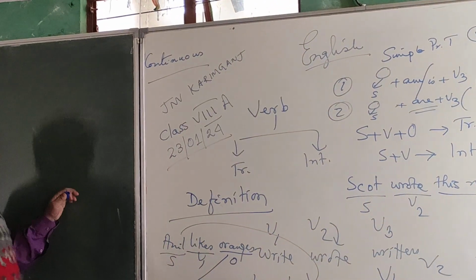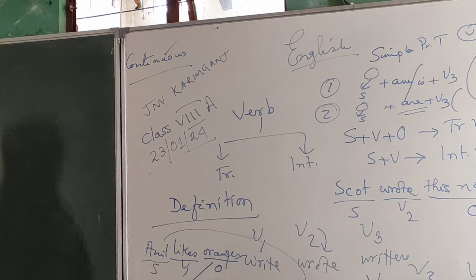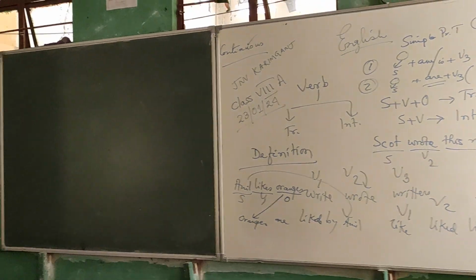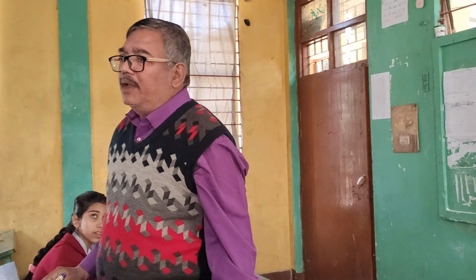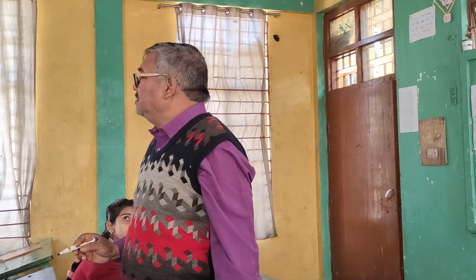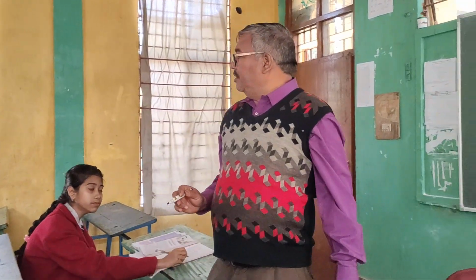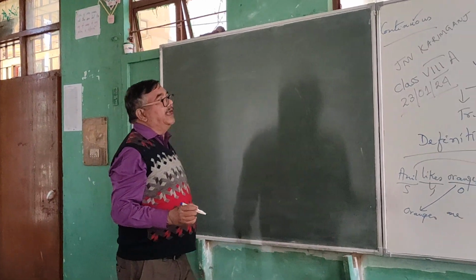But never forget the spelling of continuous. C-O-N-T-I-N-U-O-U-S. There is one U. Most of the students miss out this letter U. Conspicuous, sensuous, continuous. There is one U. And it is the tendency among the pupils to miss out this letter. Got it?